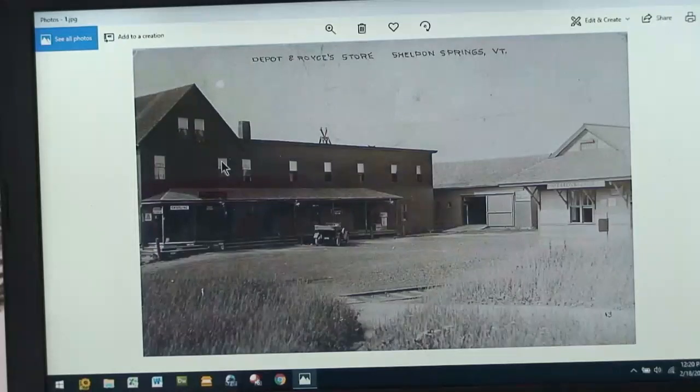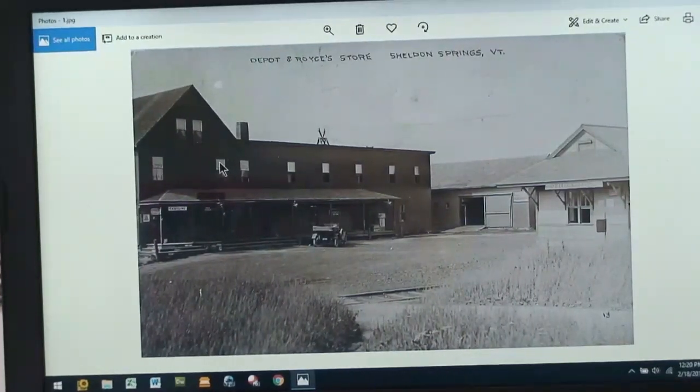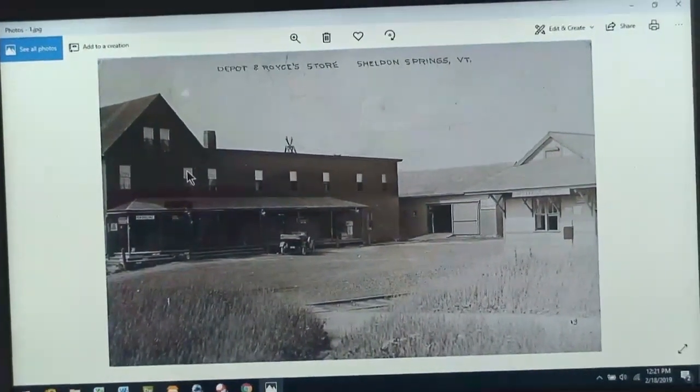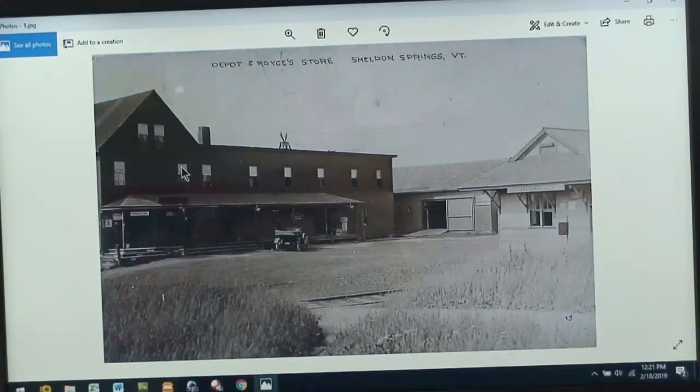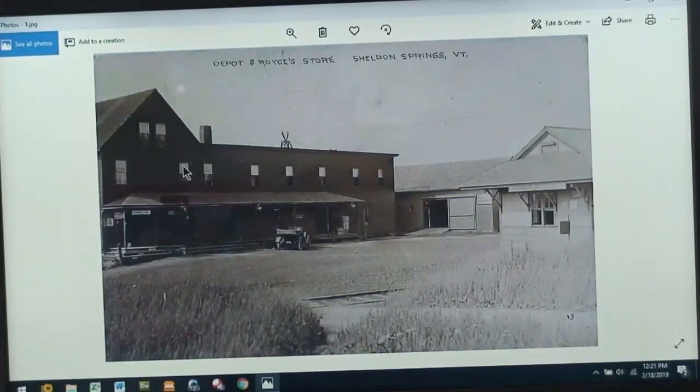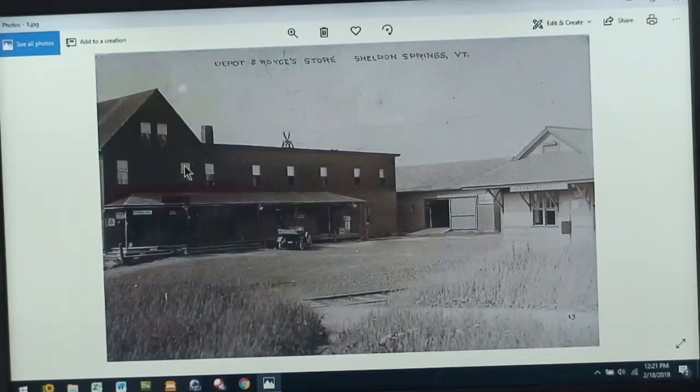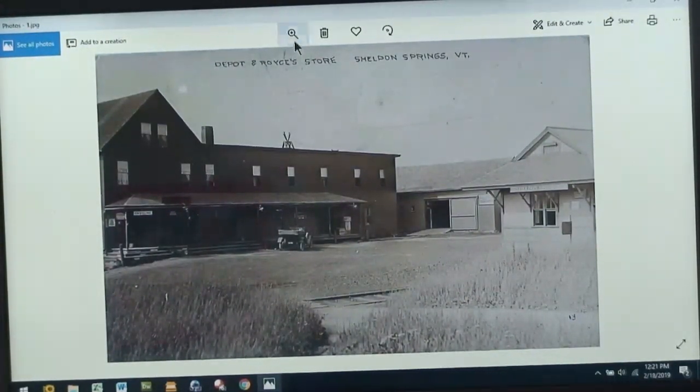Missisquoi Pulp and Paper Company owned this particular building, which was a store. To the right of the store, you can see the first shots of the Sheldon Depot, or rail station. In this photograph, you're looking at a rather old vehicle parked right here next to the store. At this point in time, this was known as Depot and Rice's store in Sheldon Springs.